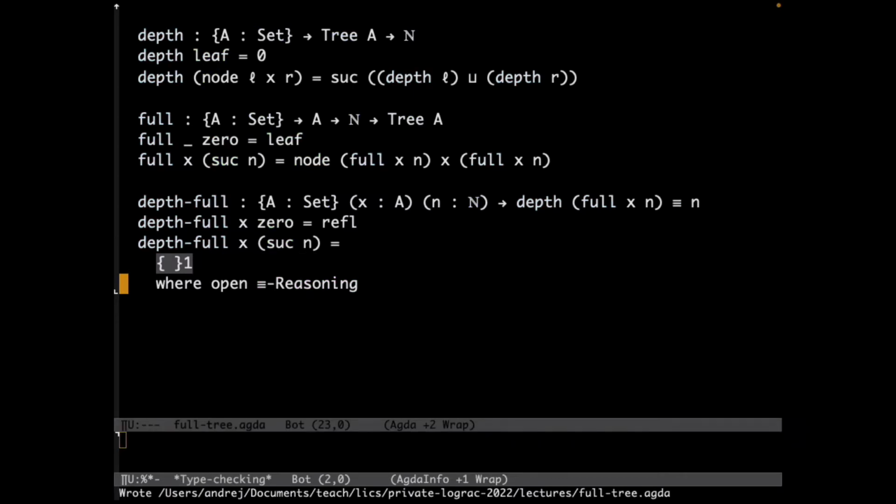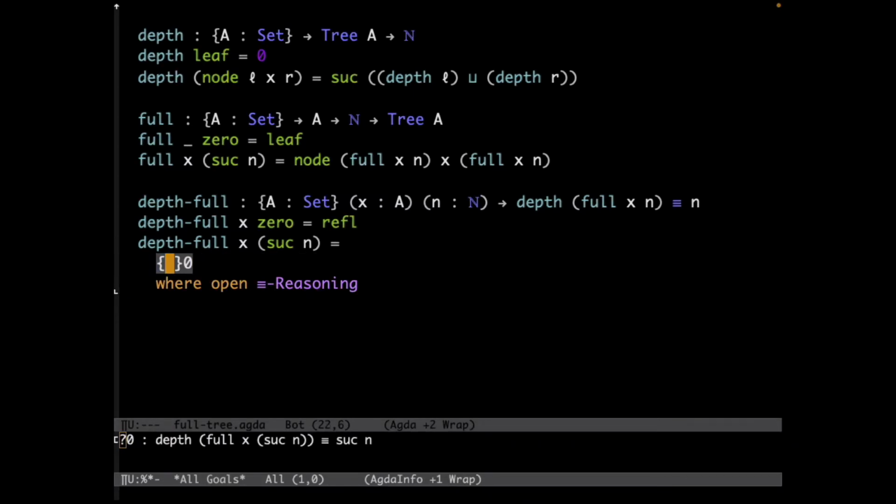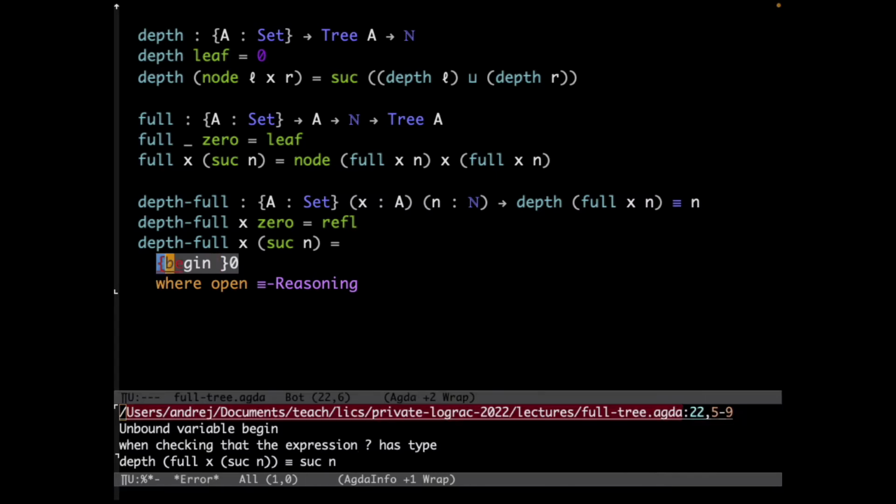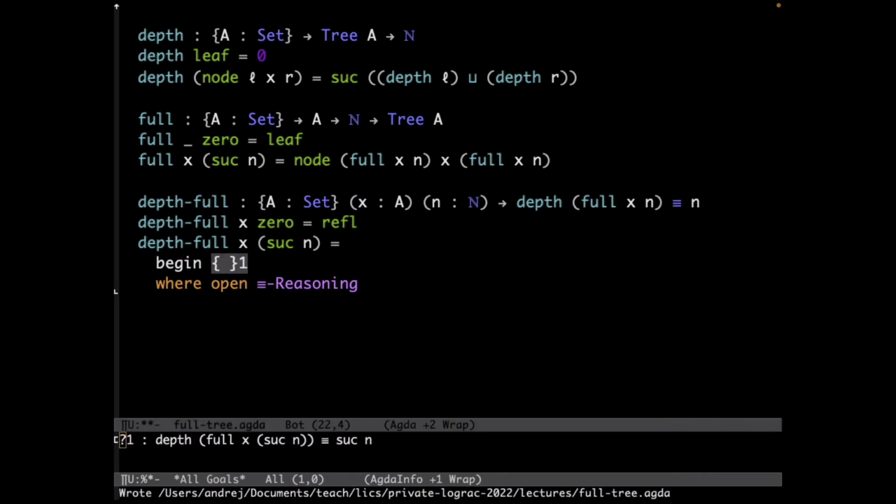So let's do that. Now I've created the possibility to use whatever is in here. The thing that is in here is called begin, so that's the one I want to use. I say I begin making an equality proof. There we go. I think maybe it's like this. Yeah, it's a prefix operator, so you have to say begin underscore, okay.